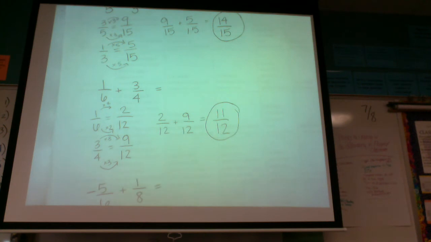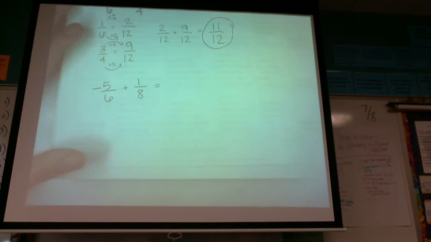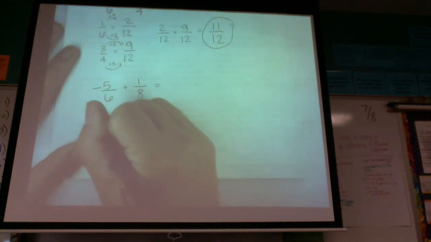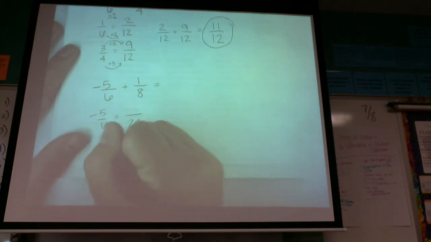Now, just like we did when we were adding and subtracting fractions with common denominators, you have to keep in mind your integer rules still. So even though we're not just doing like -4 plus 5, you still have to know all those things when we apply it to a new skill. So -5/6 plus 1/8. Well, at first they have to have those common denominators. For these, we're going to say their common denominator is 24.